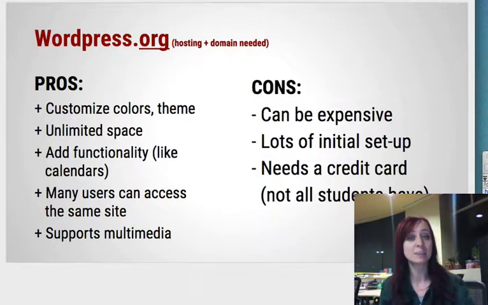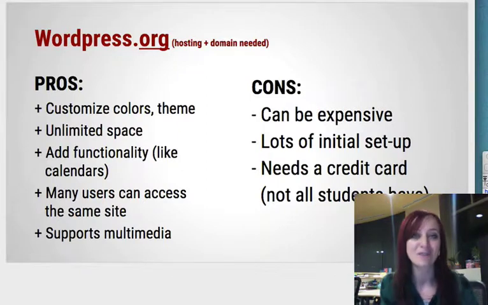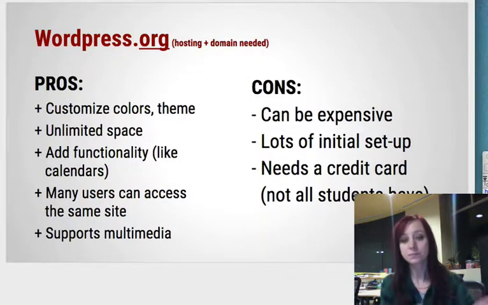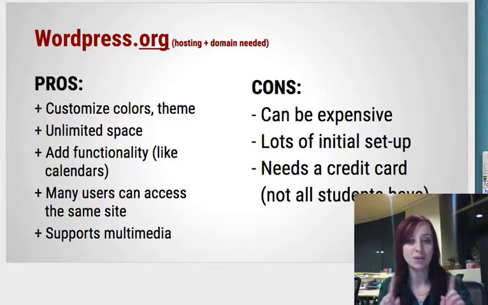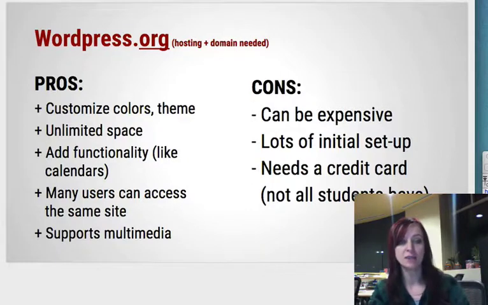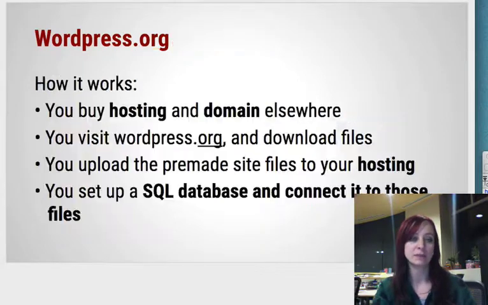The cons are that it can be expensive. You have to buy a hosting and domain. So the files you get from WordPress.org are free, but you have to pay for the server to put them on. But there's lots of initial setup, which is a big pain, and you need a credit card that is going to pay for the hosting and domain. So you need to be aware of that this week. The problem with WordPress.com is that you pay as you go. If you want to change the colors, you pay WordPress $5. If you want to change the theme, you pay WordPress $60. If you want to add functionality like calendars, you pay. We're not doing WordPress.com for that reason.